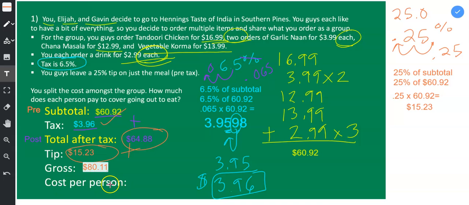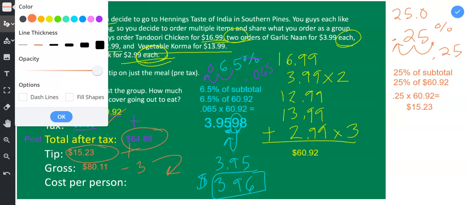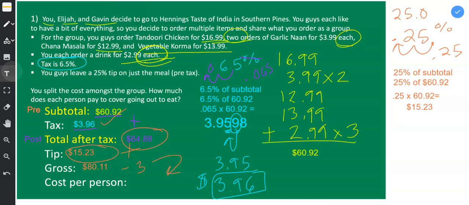And now we need to figure out the cost per person. So let's read this part. You split the cost amongst the group. How much does each person pay to cover going out to eat? So this was you, Elijah, and Gavin that went out to eat. So that's 3 people. So we need to take this $80.11 and divide it by 3 people to see how much each person is going to pay.